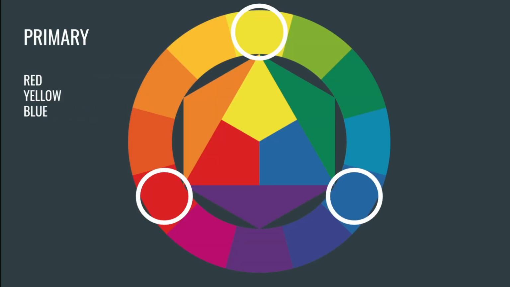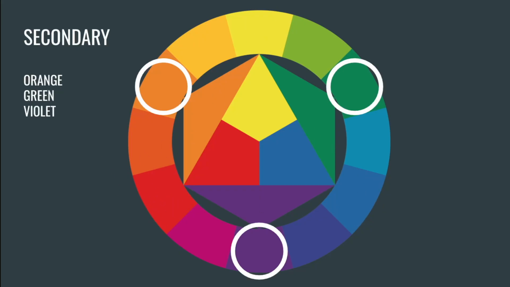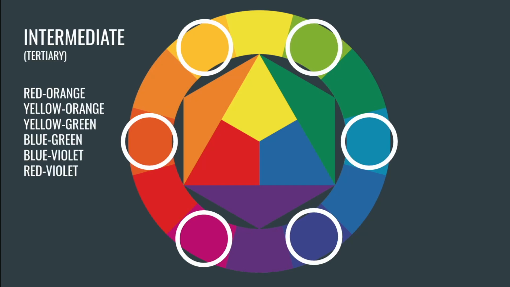Primary, this is red, yellow, blue. These colors are the base colors for every color wheel. So these right here, when you have these, this is what you make all colors from, okay? Secondary, orange, green, and violet. So we've got orange, green, violet. That's made by mixing a red and a yellow, which is orange, a yellow and a blue, which is green, and a red and a blue, which makes violet. Secondaries.